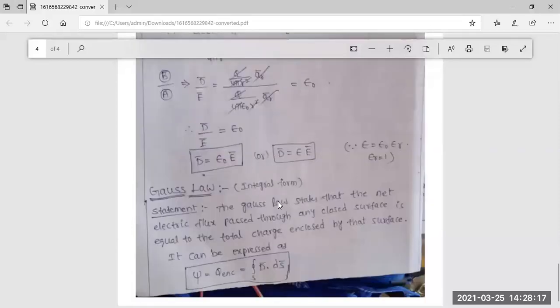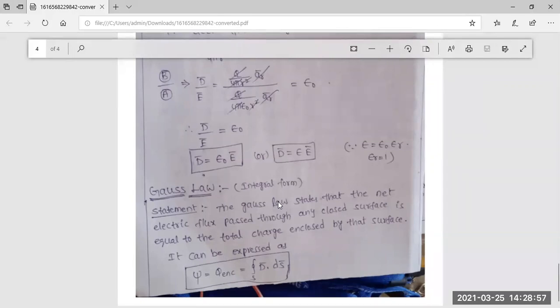Gauss law is used to overcome the limitation of Coulomb's law. Gauss law can be applicable for arbitrary charged bodies also, and it is applicable only for symmetric charged bodies, that is, Gaussian surfaces. Gauss law cannot be applicable for non-Gaussian surfaces. Whatever the drawback in Coulomb's law, that drawback can be overcome in Gauss law.